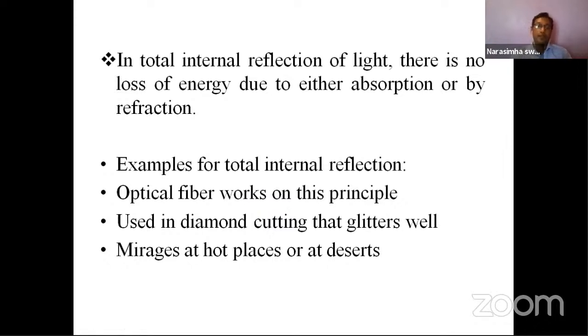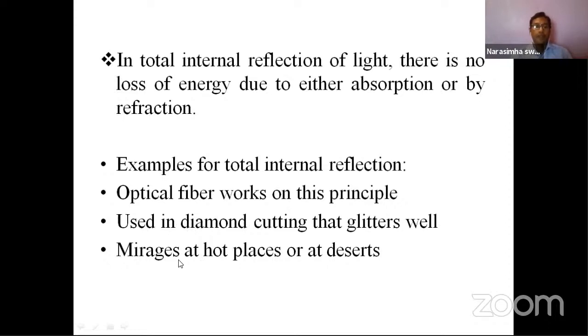You might have studied that a core and cladding system will be there. As there is a change in media of glass material, whenever there is a change in media, the light ray bends. If the light ray is incident at more than the critical angle, it follows total internal reflection. So whatever light ray or information we send, the same thing can reach the other end without any loss. That's the meaning of saying that energy cannot be lost. This is also used in diamond cutting so that it glitters well.